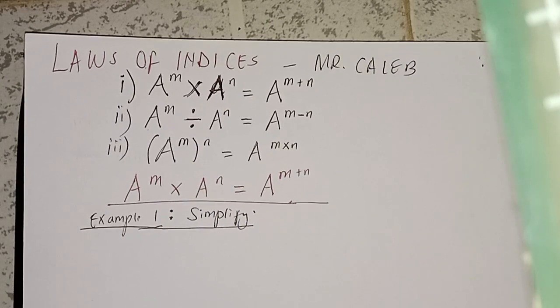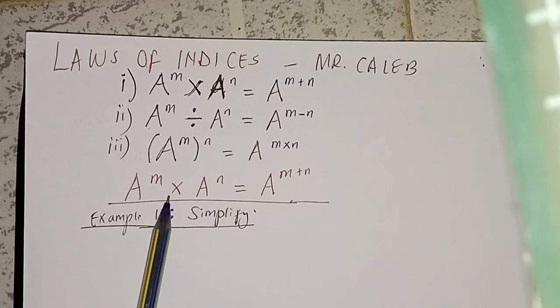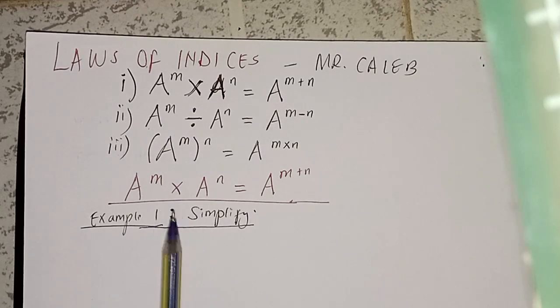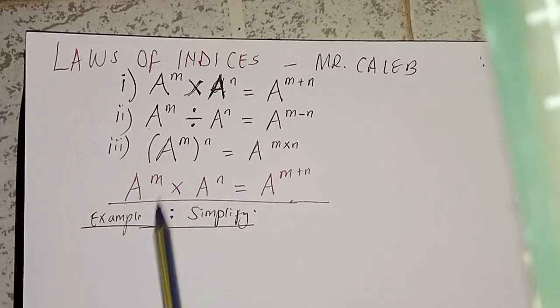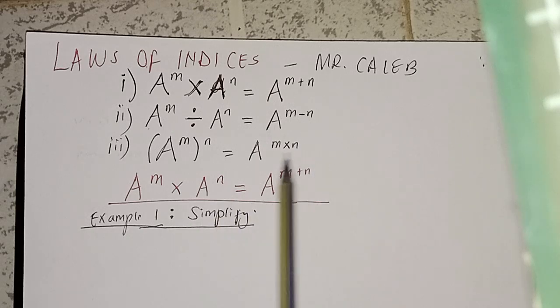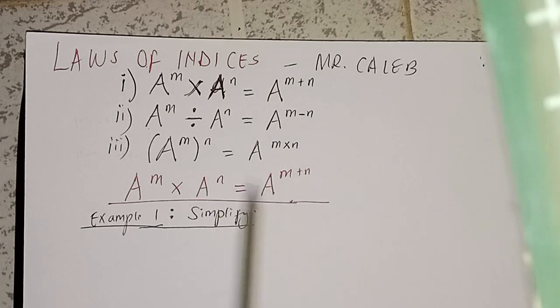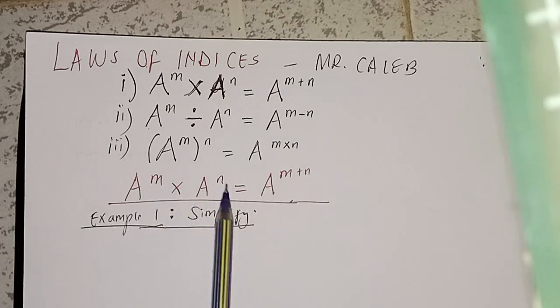But guys, today we're going to look at the first law of indices, that is the law of multiplication. So let us look at this law. We have a number here, we have another number, we are multiplying. That one is simplified to whatever we are saying here. So let us try to understand what is happening here.